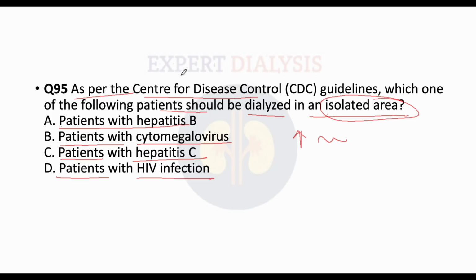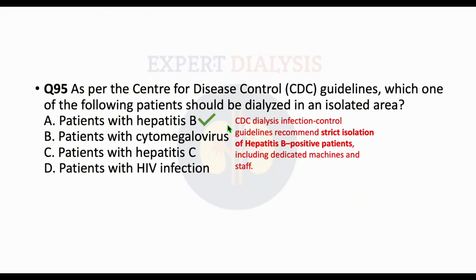According to CDC guidelines, we do separate dialysis for patients who have hepatitis B. Why is it so? Because CDC dialysis infection control guidelines recommend strict isolation for hepatitis B positive patients, including dedicated machines and staff for them.